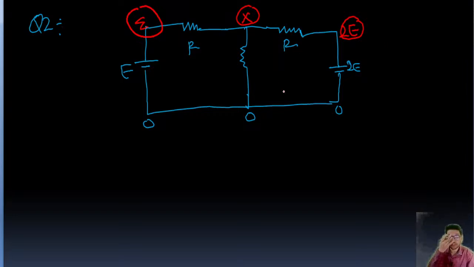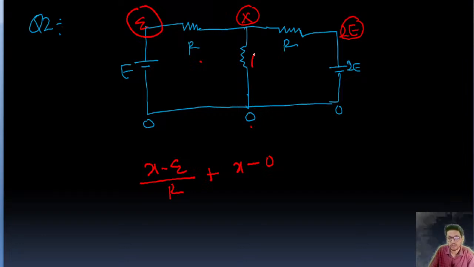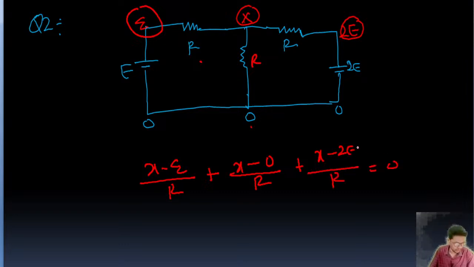Now we can use nodal analysis. By nodal analysis: X minus E upon R, X minus 0 upon R, X minus 2E upon R, equal to 0, right? So this is X minus E upon R plus X minus 0 upon R plus X minus 2E upon R equal to 0.